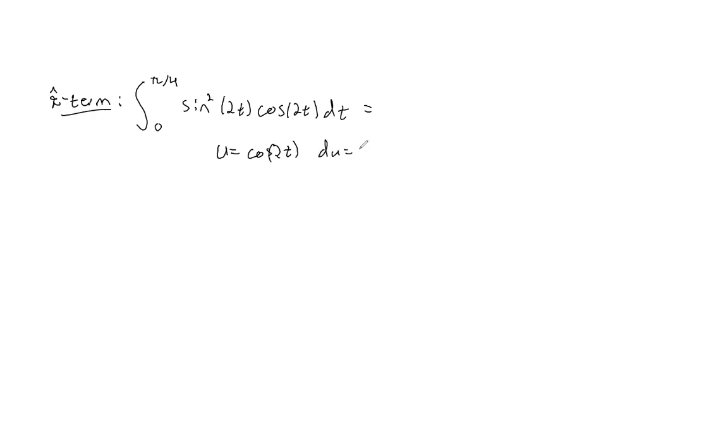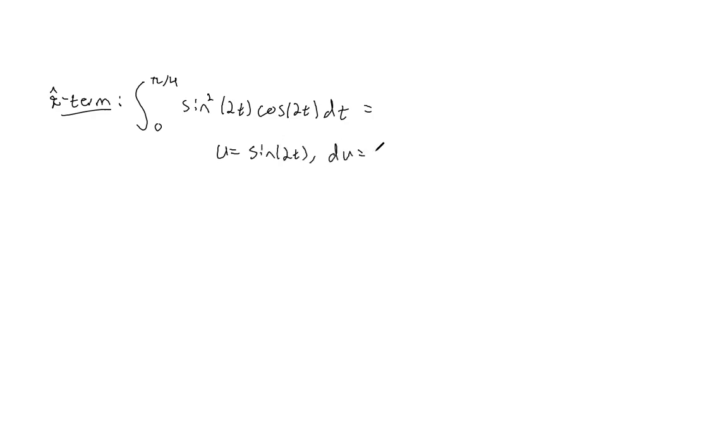du is going to be negative 2 sine of 2t. I'm sorry, I'm doing this backwards. Let me start this again. I'm being very silly indeed. Let's try that again. u is sine of 2t.